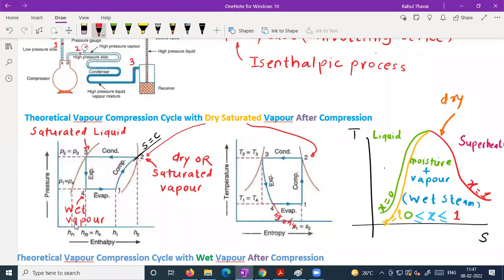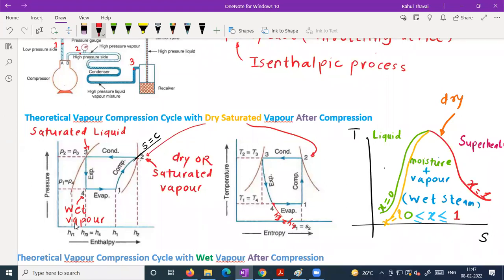Try to understand this one. At any point on this line, enthalpy is constant. So we are moving from point number 3 to point number 4 along this line, because along this line enthalpy is constant. We'll reach point number 4, same as you observed. At point number 4, it is wet because it is inside this dome.